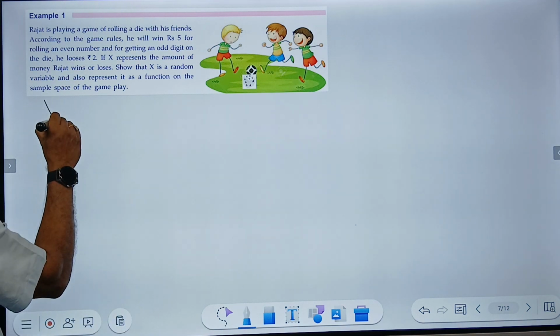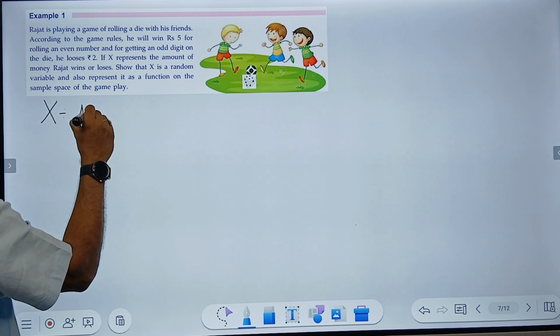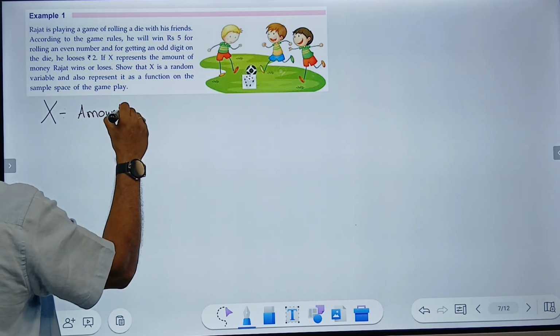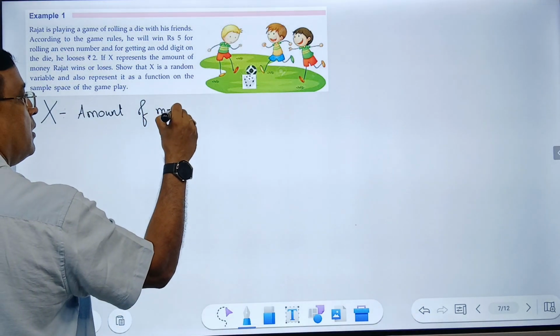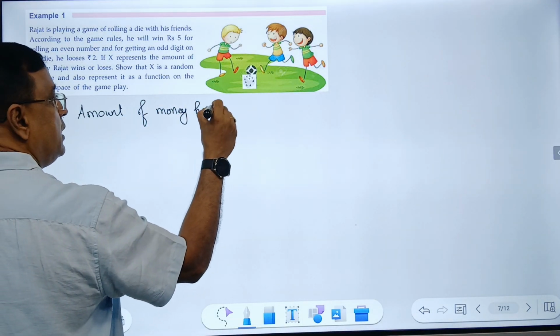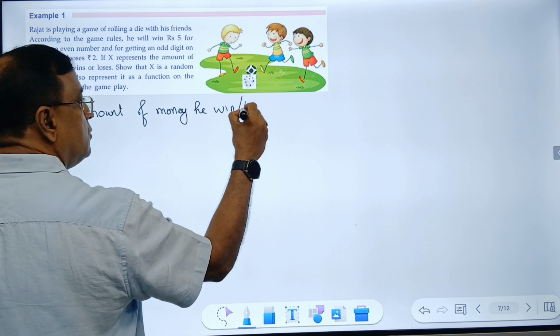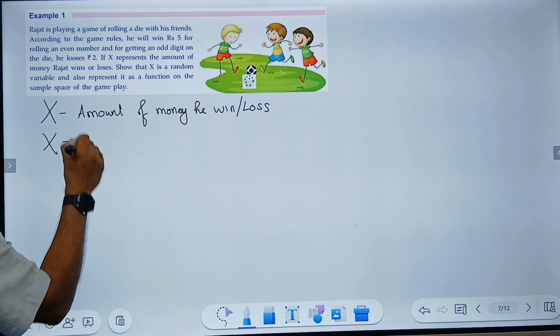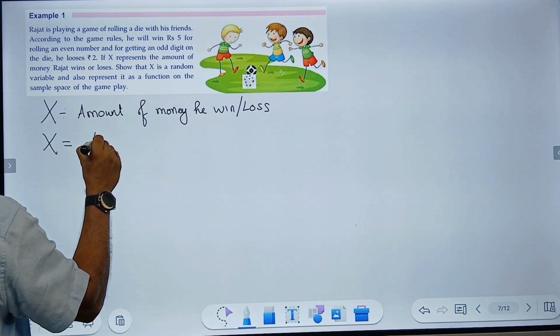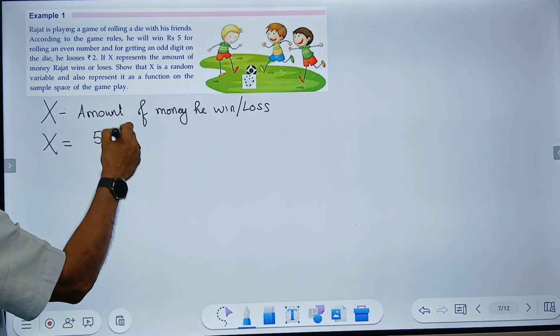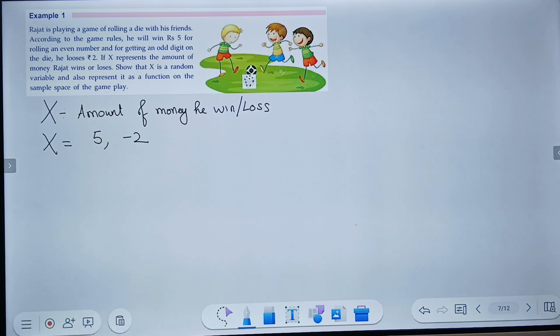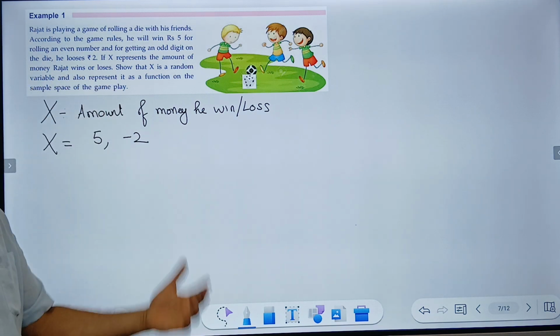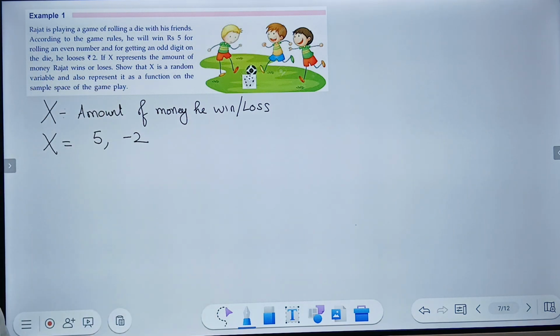So, what is my X? X is the amount of money he wins. I'll keep it as he wins or loses. Okay. So, what are the amounts he wins? He wins ₹5, or he loses ₹2. Loses is denoted by -2. He wins ₹5 or loses ₹2. Show that x is a random variable. How do I show x is a random variable? I have to show that the total probability is 1.